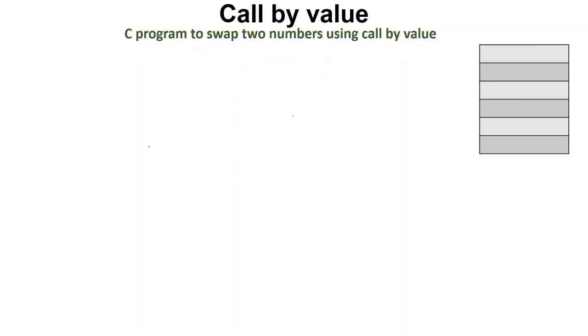So here we will now swap two numbers using call by value. We have the header file here, hash include stdio.h. Then we write the main function. In the main function we have two variables of integer type, x and y. Suppose this is your memory, and x and y are the two variables allocated in the memory of integer type.